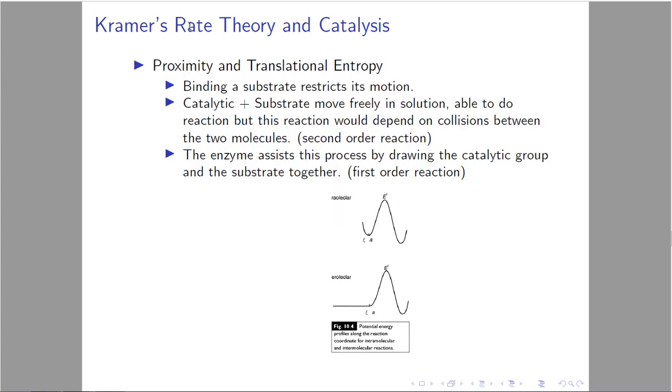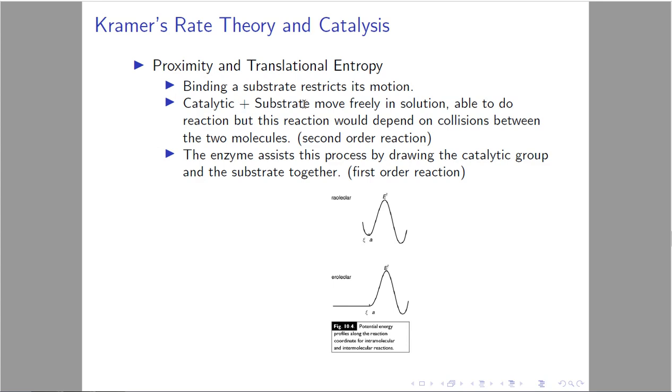Okay, so the first one is proximity and transition entropy. Binding an enzyme to the substrate will restrict its motion. If it is the substrate alone, it moves fast, but if it is bound to the enzyme, it is very slow. So it will restrict the motion.